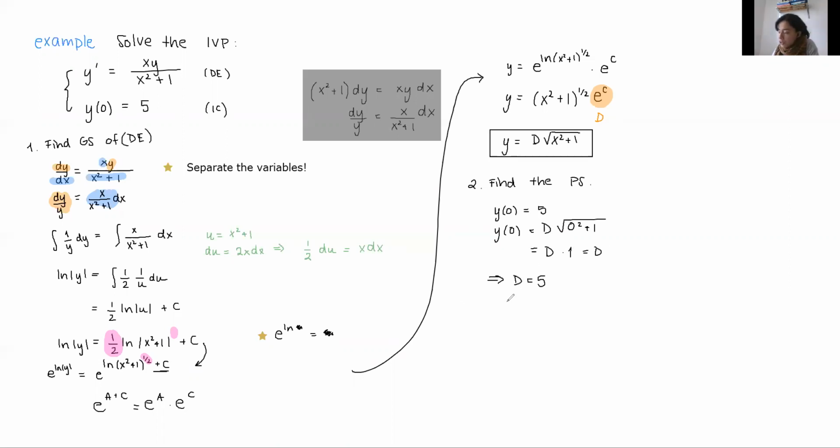And my particular solution of the initial value problem will actually be y, or y of x, you can also write it like this, is equal to 5 times square root of x squared plus 1. And this is our final solution. Do I have any questions? Show of hands for those of you who understood everything that I did for this problem.